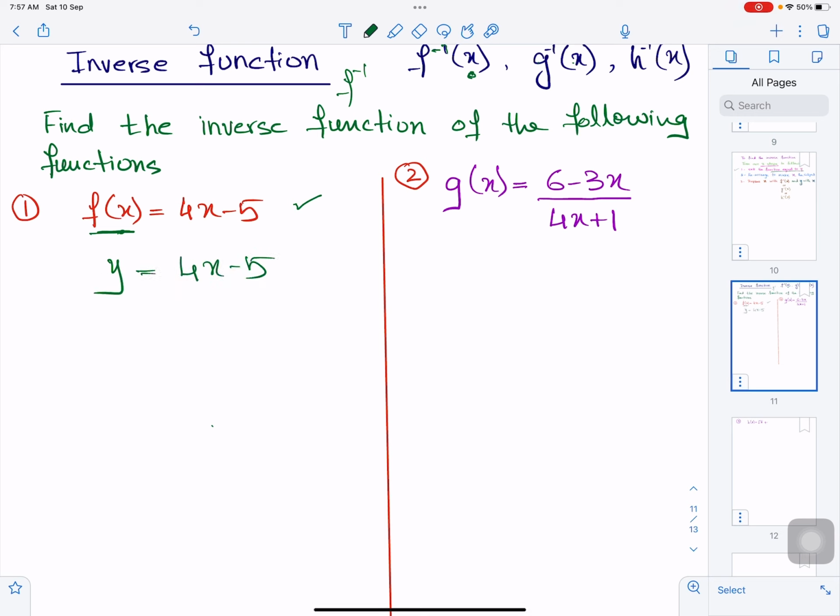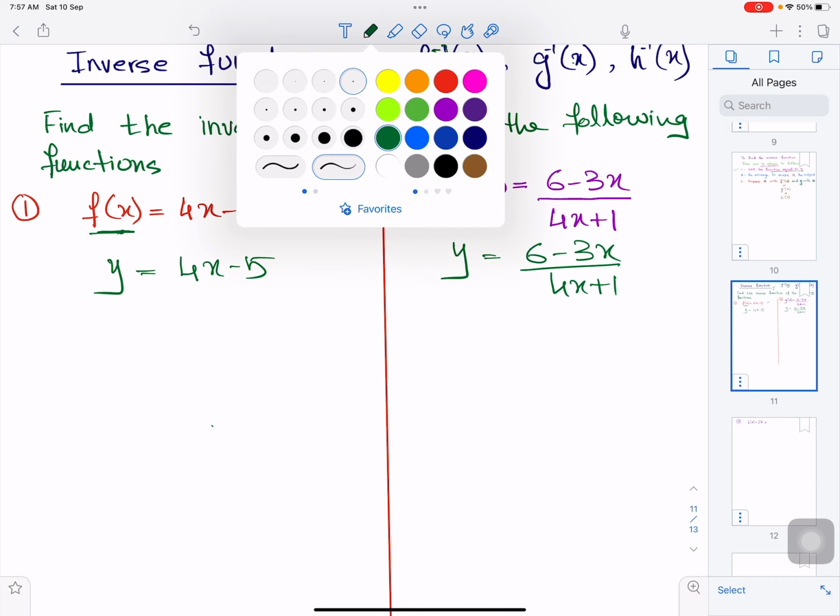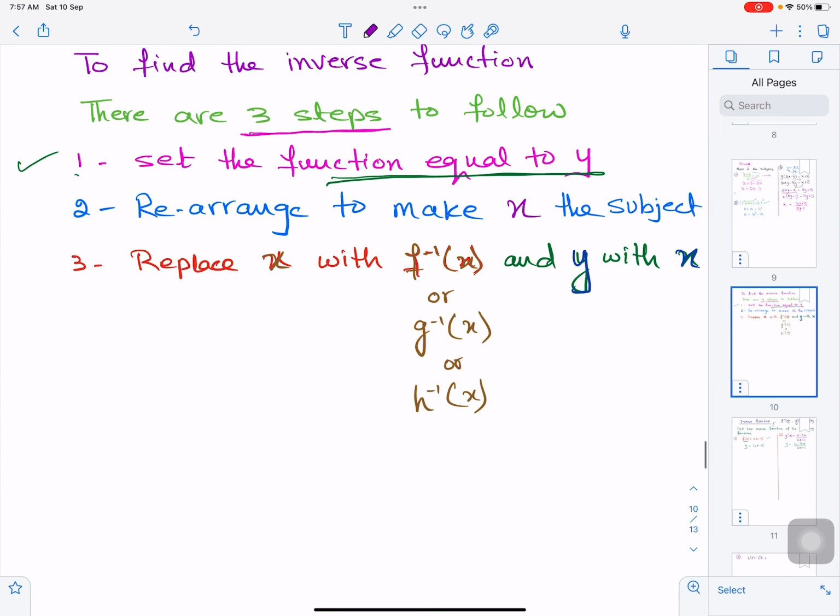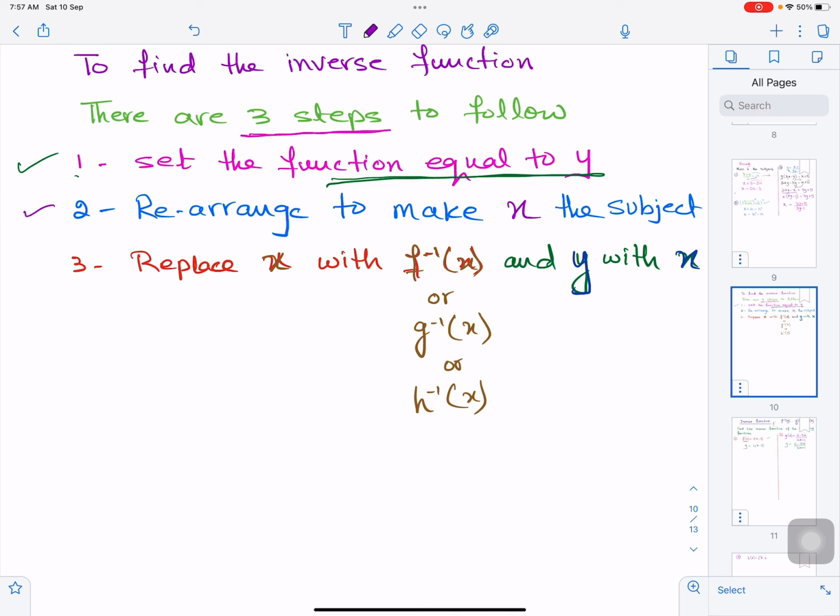Let's do the same thing here also. So instead of g(x), I will write y equals (6 minus 3x) divided by (4x plus 1). So this is the first step, right? Now we will see what is the next step. Next step is saying rearrange to make x the subject.